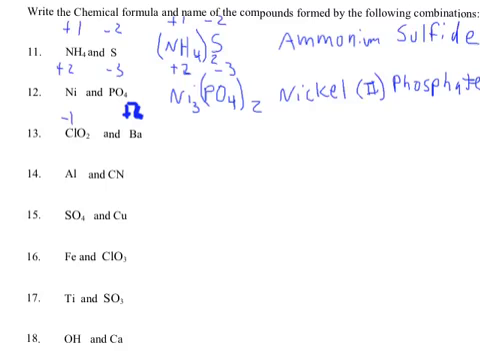Okay. So, I'm going to put the positive one first. That's Ba, which is a +2. And I'm going to put the chlorite second, ClO2. That's a -1. We're going to swap numbers, so I need 1 of these, so I can leave it the way it is, and I need 2 of these. So I'm going to put this in parentheses and write a 2.